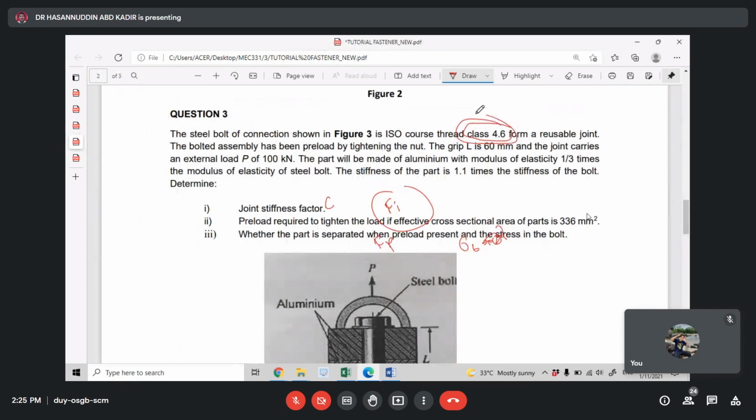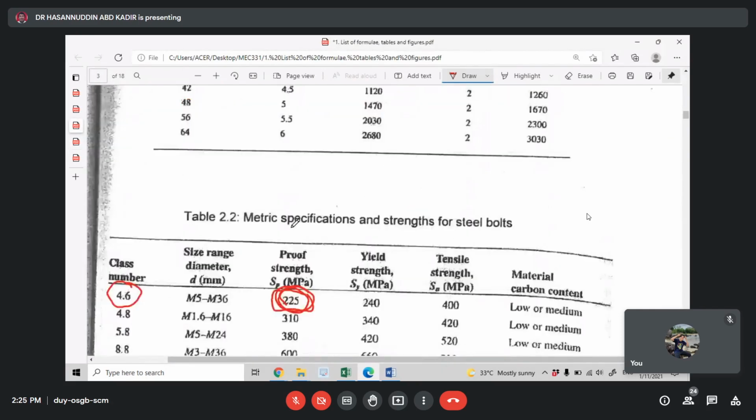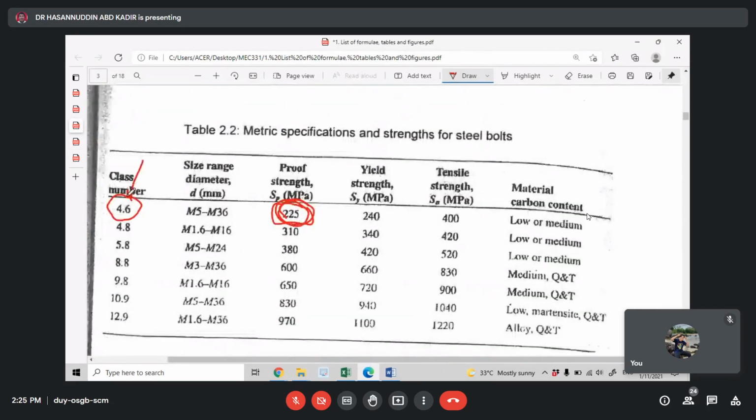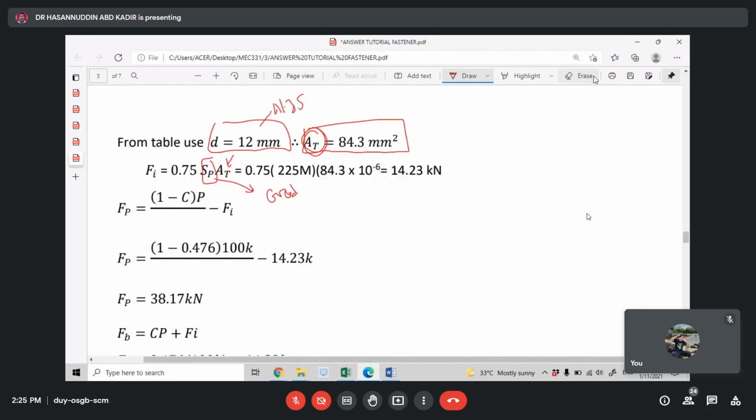This one has a class 4.6, which is also the same as the grade. Okay, we can go to the table. Another one, table 2.2, go for the 4.6. Then you can get the value of SP here. This one, the value of SP. SP into 25. Okay, so you can apply this formula, FI equals SP times AT.